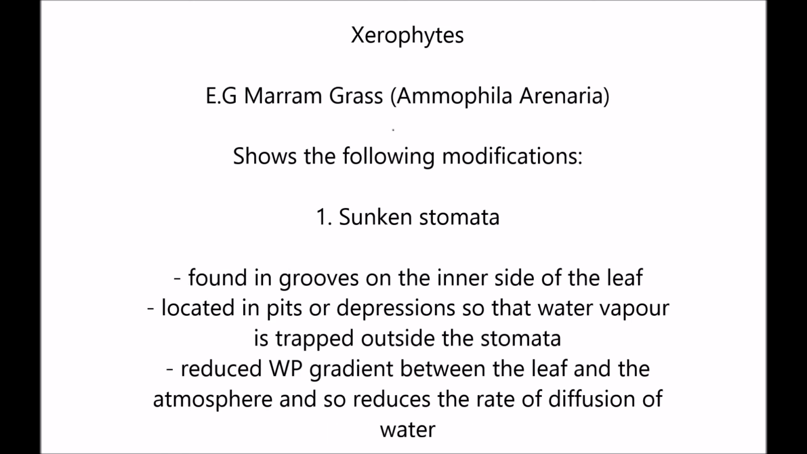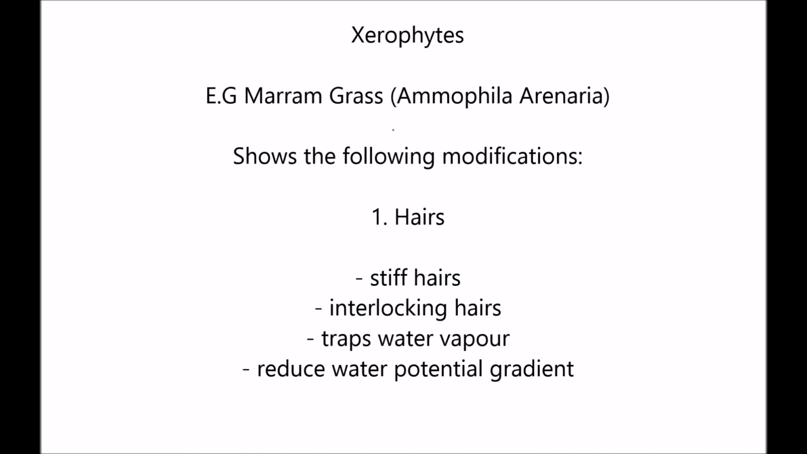Stomata are found in the grooves on the inner side of the leaf. They are located in pits or depressions so that water vapour is trapped outside the stomata. It reduces the water potential gradient between the leaf and the atmosphere, and so reduces the rate of diffusion of water. Hairs. They have stiff and interlocking hairs. These trap water vapour and reduce the water potential gradient.